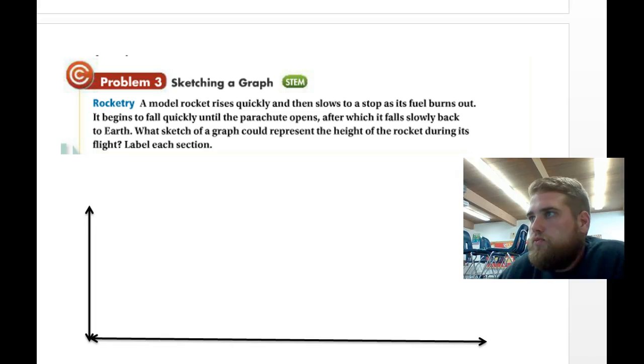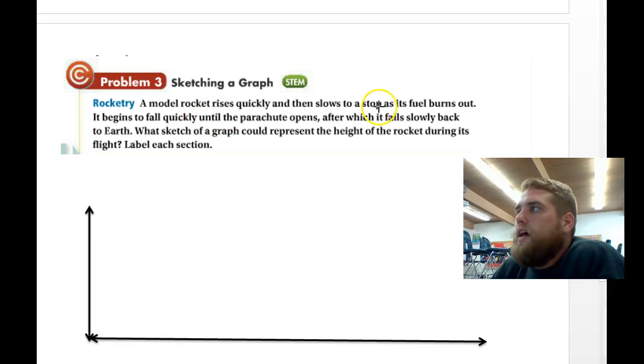A model rocket rises quickly and then slows down as its fuel burns out. It begins to fall quickly until the parachute opens, after which it falls slowly back to Earth. What sketch of a graph could represent the height of the rocket during its flight? Label each section. We start here at 0, 0, correct? We start on the ground with no fuel.